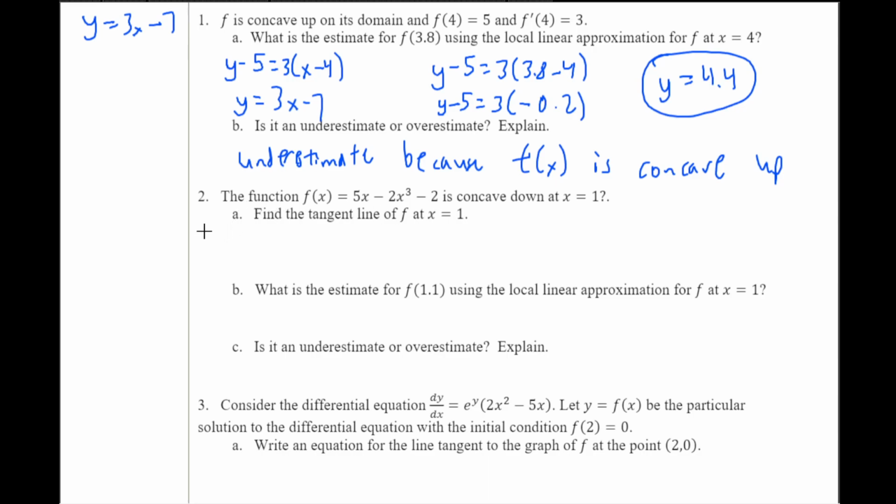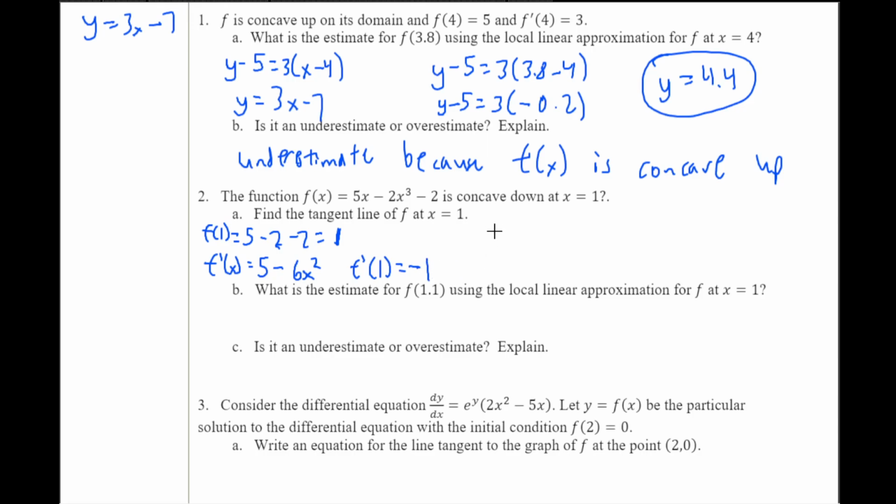So let's see what f of 1 is equal to, and that'll get us our y1 value. F of 1 is equal to 5 times 1, which is 5, minus 2, because 1 cubed is 1, times 2 is 2, and then minus 2. So f of 1 is just equal to 1, because 5 minus 2 is positive 1. Let's find f prime of x. So f prime of x is equal to 5 minus 6x squared. Therefore, f prime of 1 is just going to be 5 minus 6, which is negative 1.